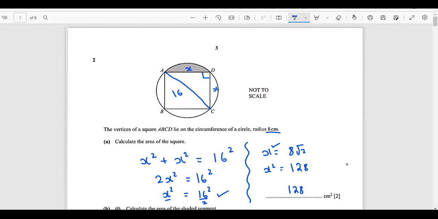Okay. Any doubts with the first part of question number 2? All the students, please confirm this. Yeah, I understand. No doubts. Okay, all right, perfect.